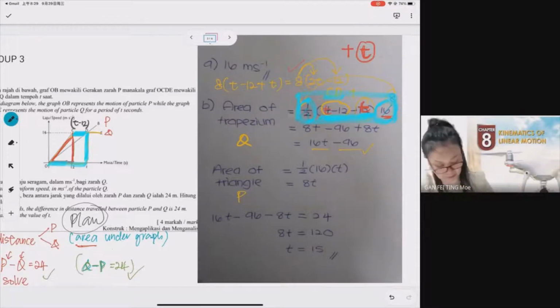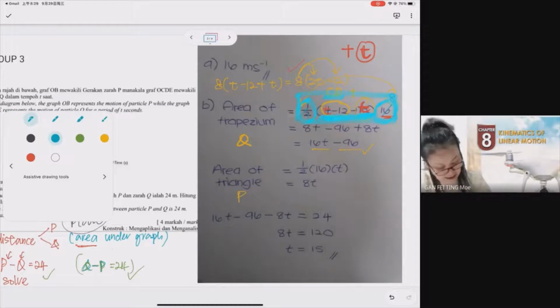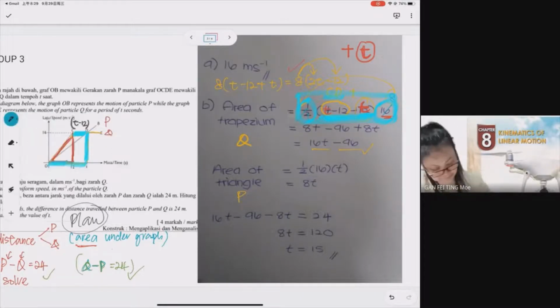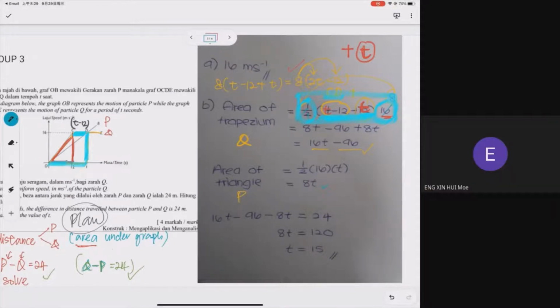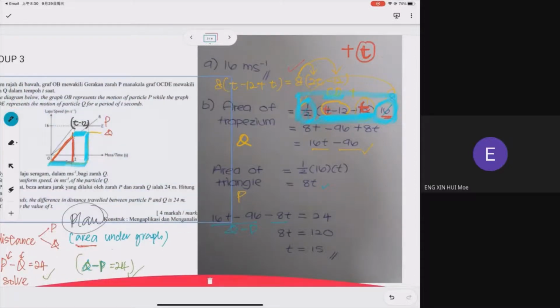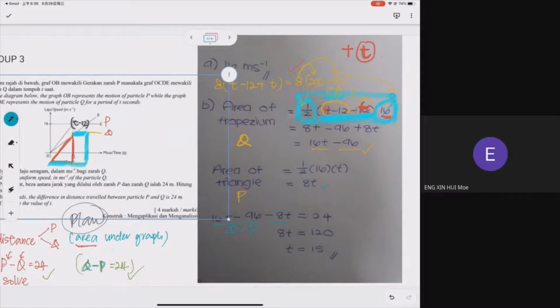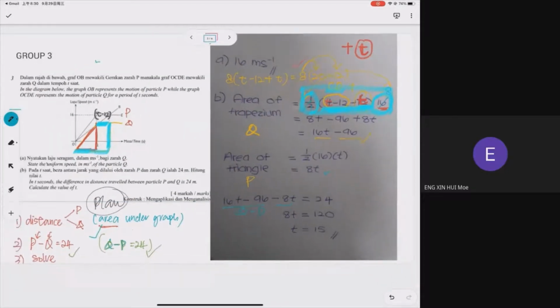Triangle, not a problem. You have this one as 8T. So what do you do now? After finding Q and P, we start to solve the question, which is using Q minus P equal to 24. We will get 16T minus 96 minus 8T equal to 24. Then we will get 8T equal to 120. After this, we divide by 8, we'll get T equal to 15.